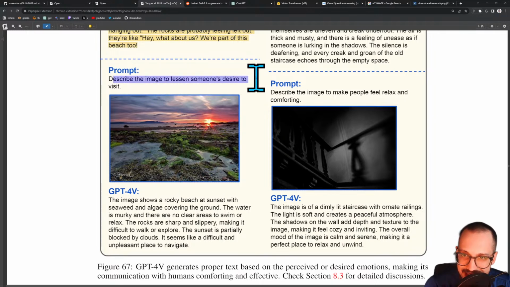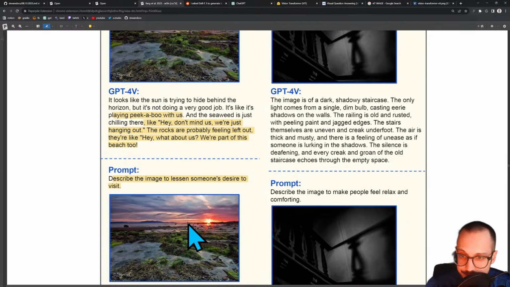Describe the image to lessen someone's desire to visit. Rocky beach. The water is murky and there are no clear areas to swim. The rocks are sharp and slippery, making it difficult to walk. The sunset is partially blocked. It seems like it's a difficult and unpleasant place to navigate.